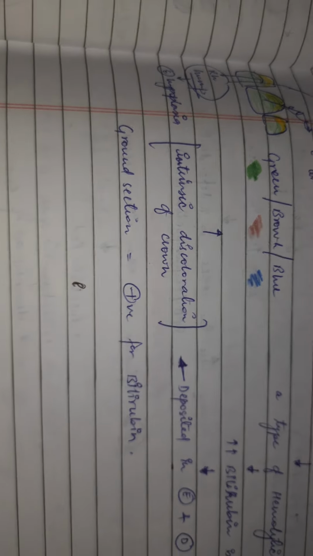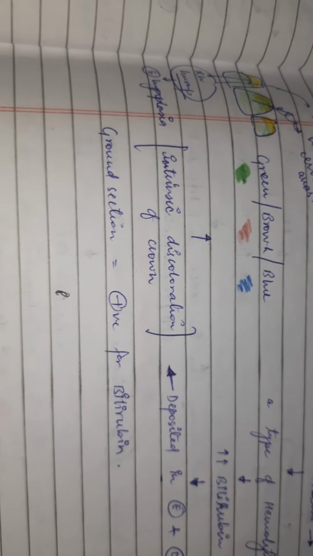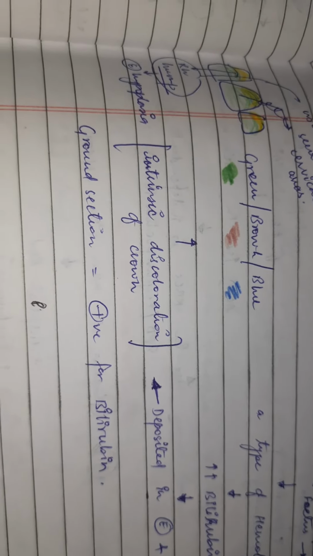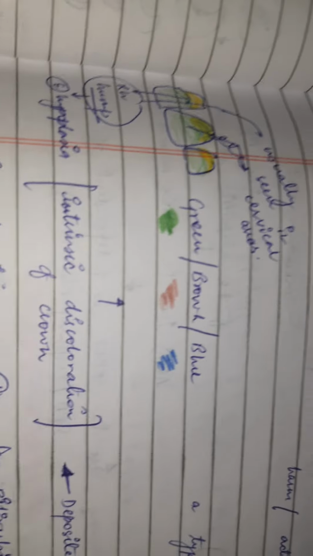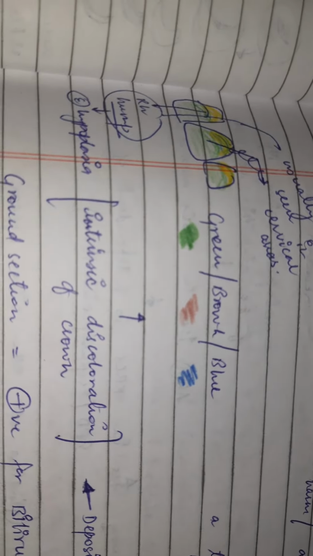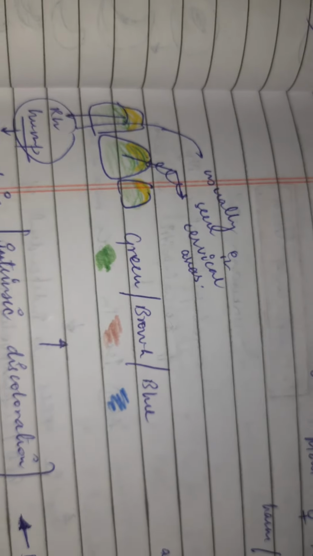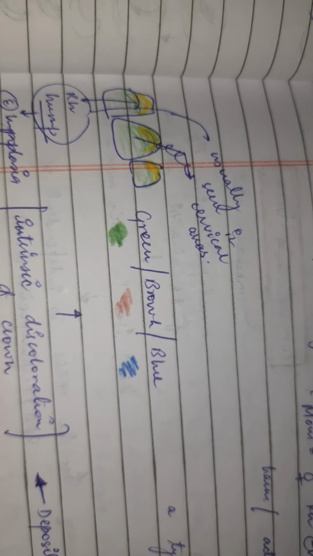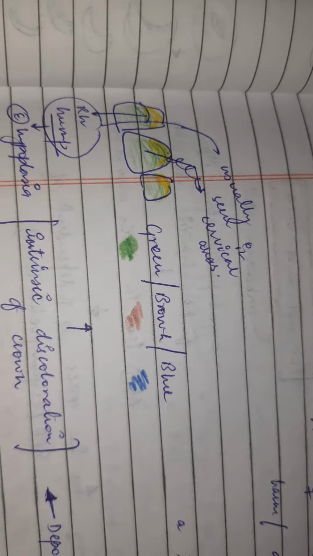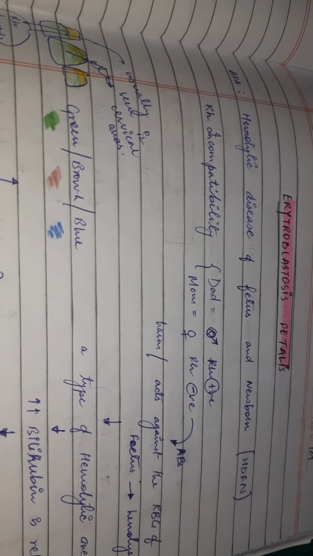In a ground section, enamel and dentine can be seen positive for bilirubin, with intrinsic discoloration of the crown. Enamel hypoplasia is also seen, called the RH hump, usually seen in cervical areas. Green, brown and blue discoloration can be seen, most commonly green. Okay, this is just erythroblastosis fetalis, hemolytic disease of fetus and newborn.